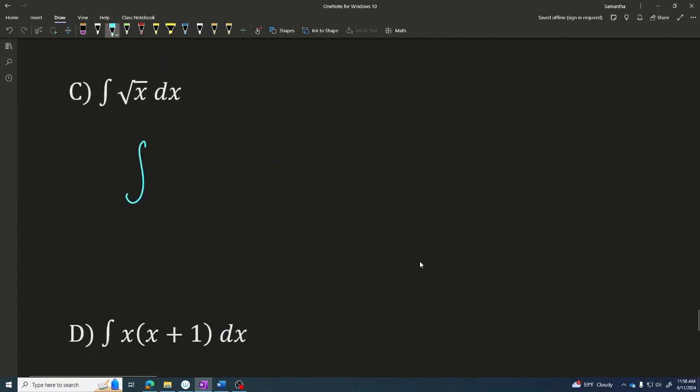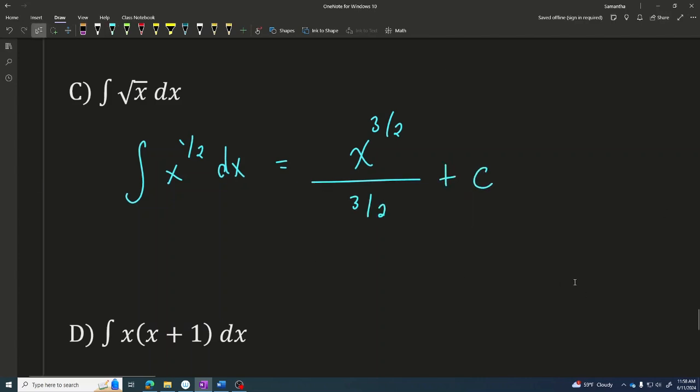What about the antiderivative of the square root of x? Once again, I'm going to use the exponent properties to rewrite this as x to the power half. And then I'm going to increase that power by 1 unit and divide by that increased power plus c, and we're done. Simple as that.